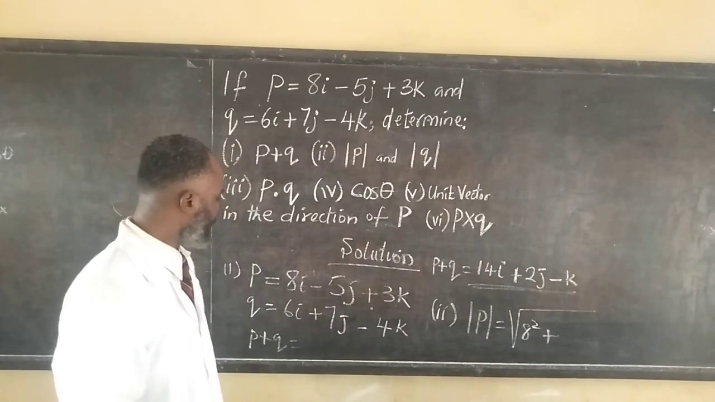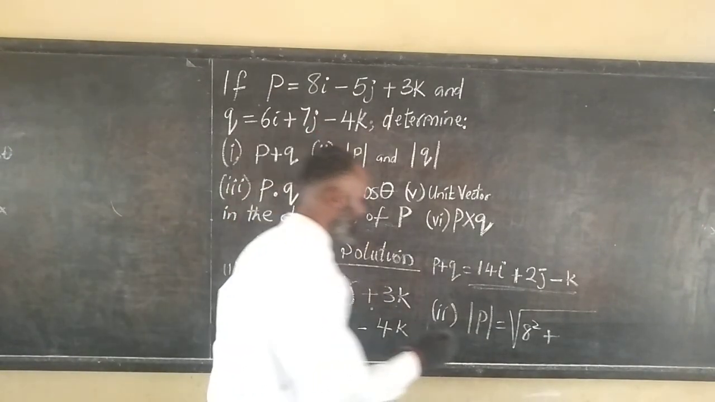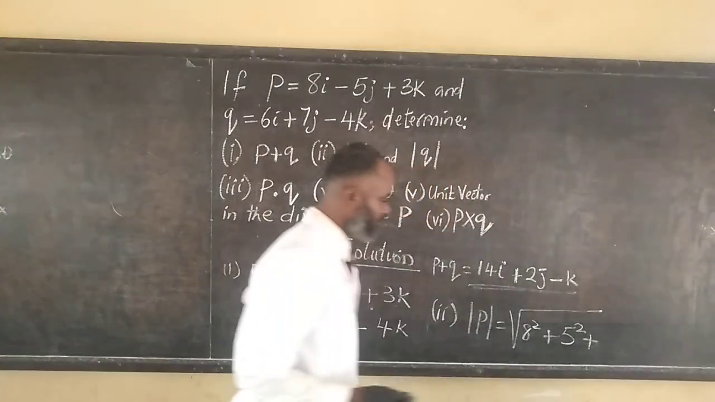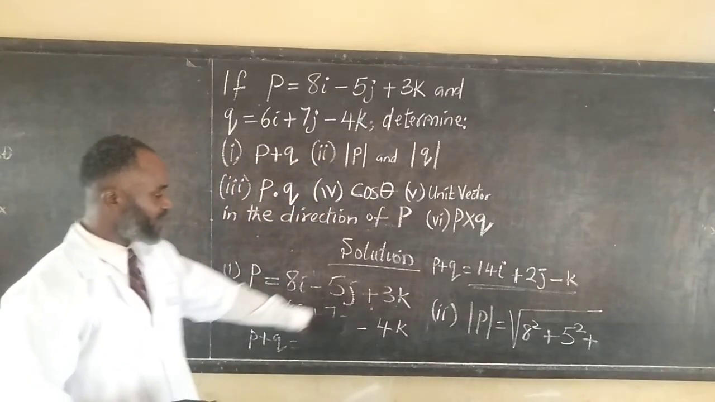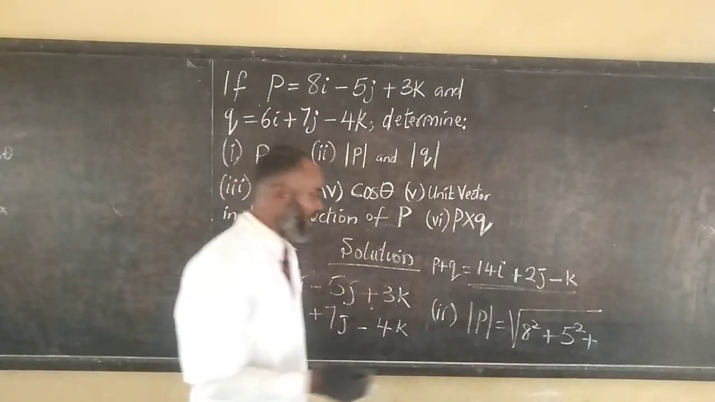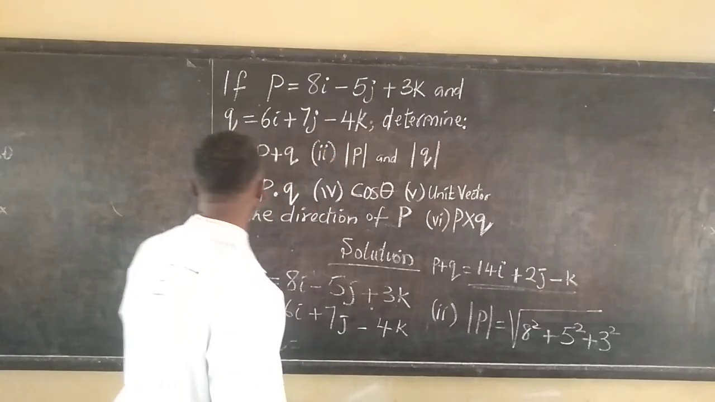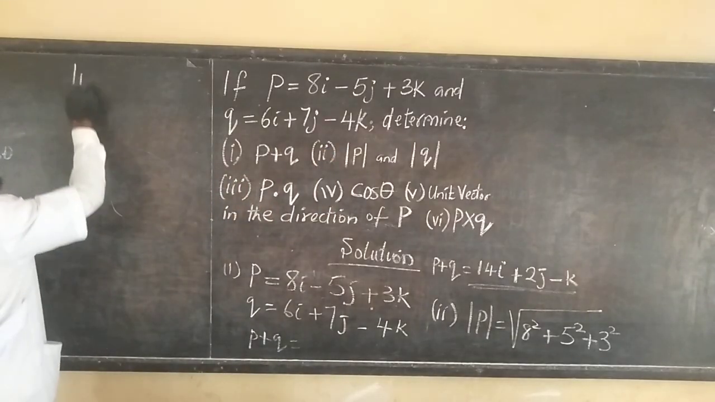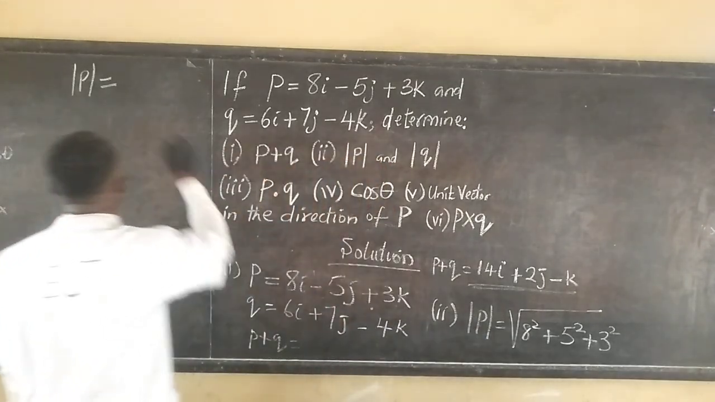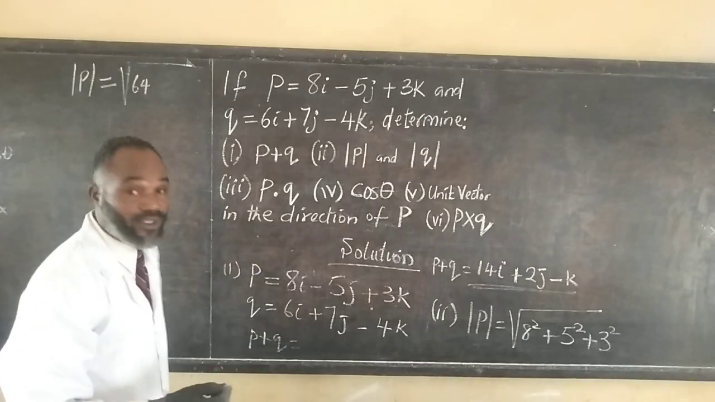Then for J, we have 5. The same thing here, 5 squared. Plus again. And then the last one is 3K, and we square 3. So finally, P modulus is giving us what? Let's see. This is 64, right? The next one is 25.